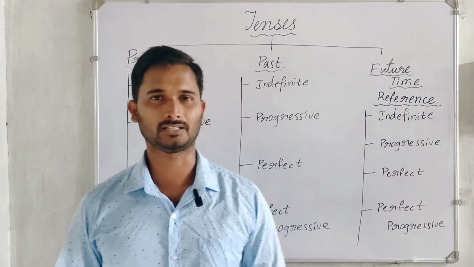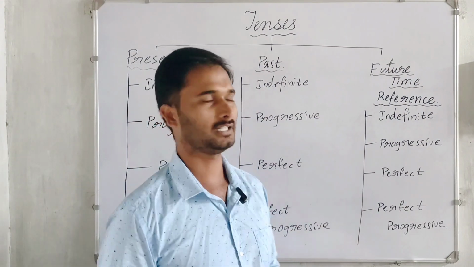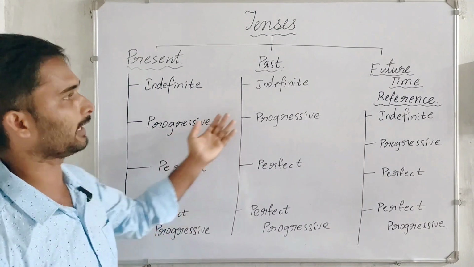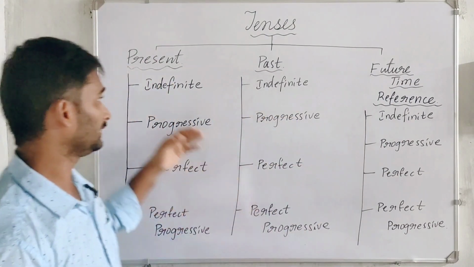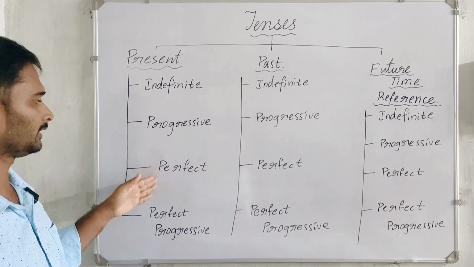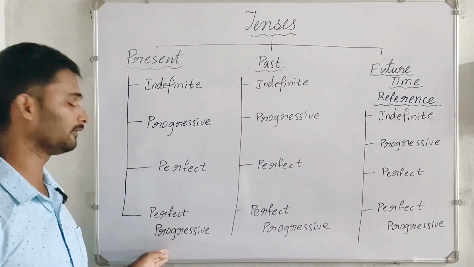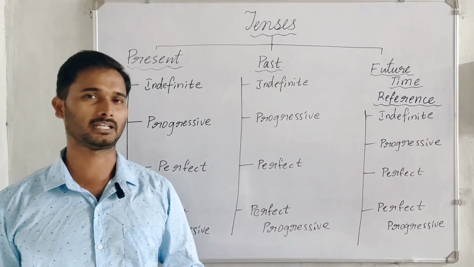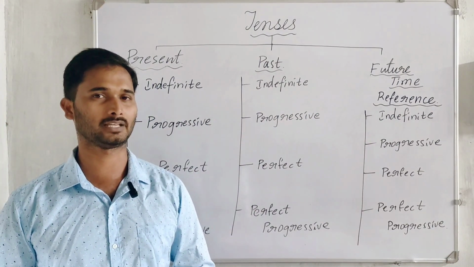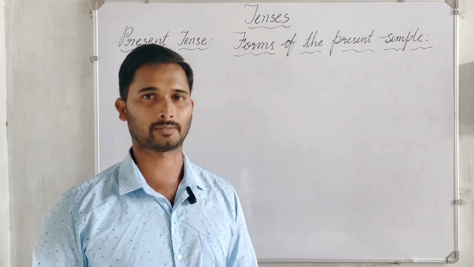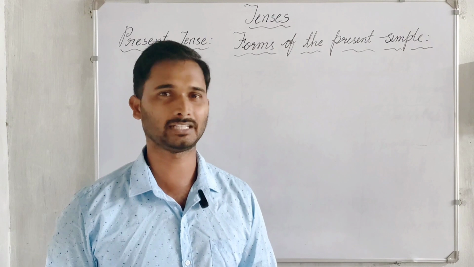Based on the time division, the tenses have been classified in this way. The present has four subdivisions, and the past and the future too. Let's see these all: present indefinite, present progressive, present perfect, and present perfect progressive. We are going to learn these all in detail with one or two examples and definitions. We are going to learn the present step by step.